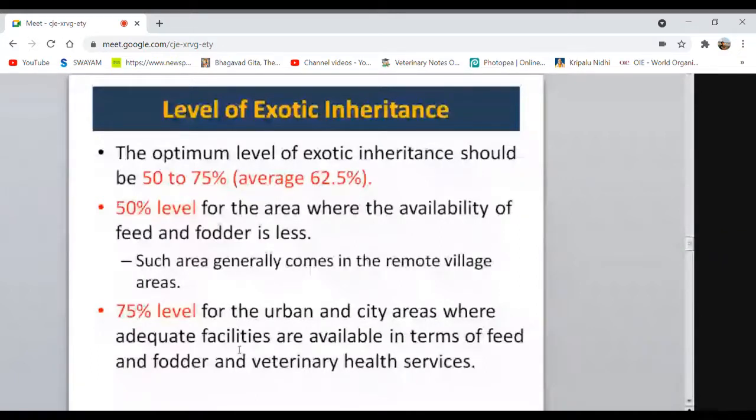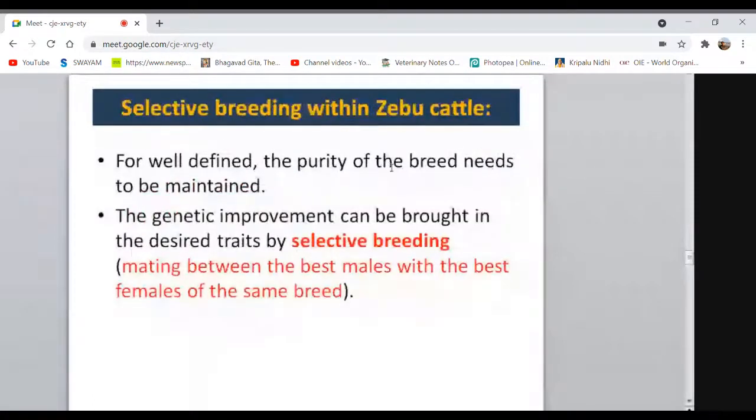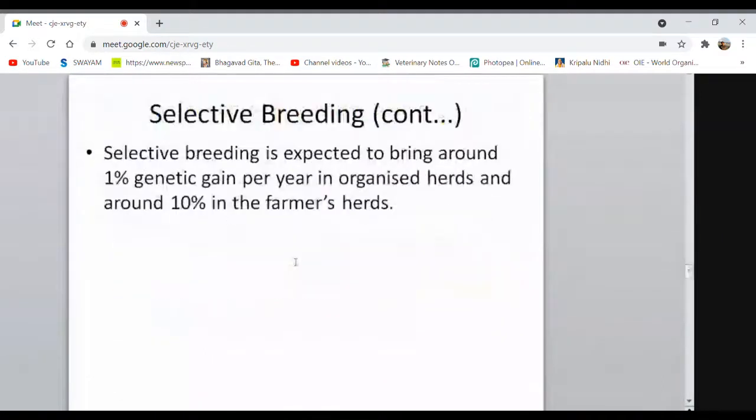Then selective breeding within the Zebu cattle. We don't like to lose our Zebu cattle. I mean, some of the well-defined, well-recognized breeds are there, like Sahiwal, Red Sindhi, Gir, Kankrej, Ongole, Hariana, like that. So for this, the suggested breeding plan is selective breeding. That is, you select the best males and females and breed them together to maintain the purity of the breed. Then this selective breeding, generally selection is done in case of males.